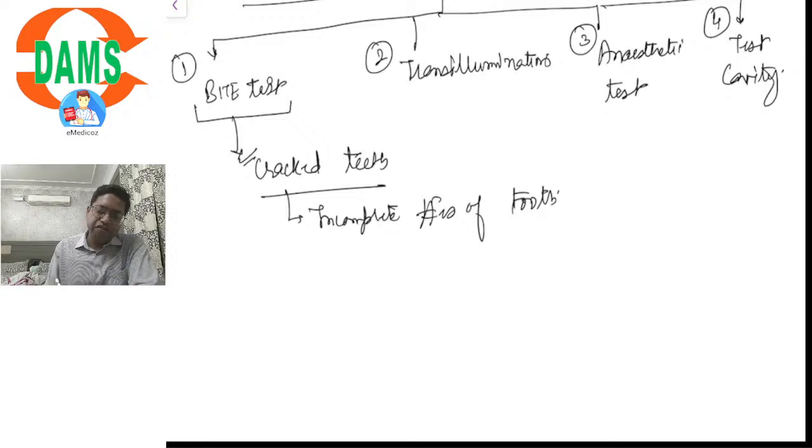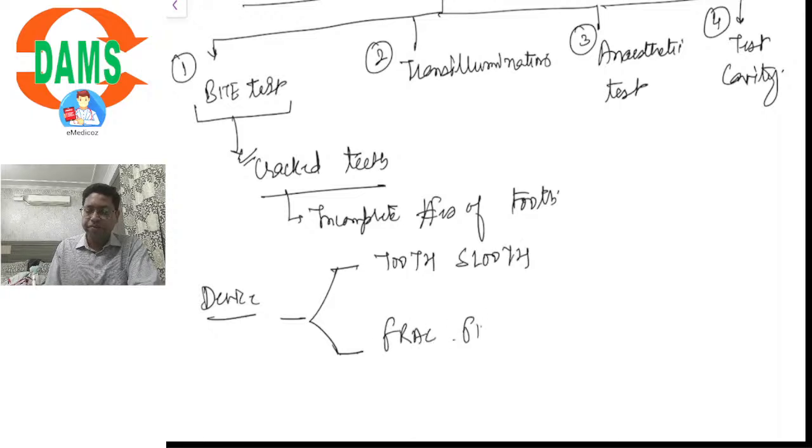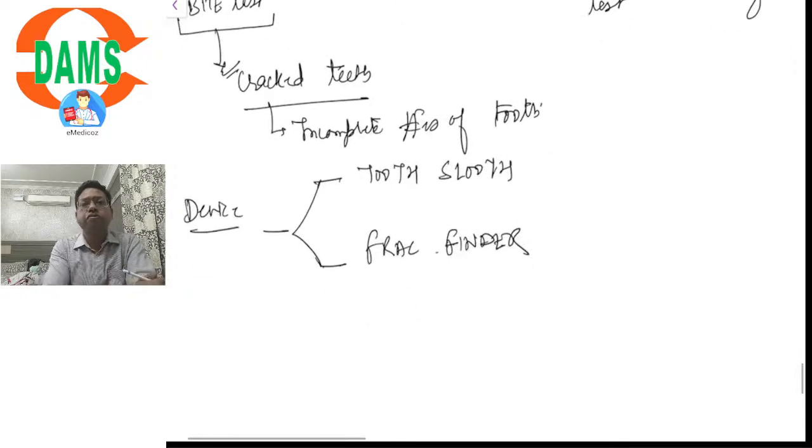The bite test uses two devices which are similar in design, that is tooth sleuth or frac finder. Tooth sleuth and frac finder. What are these? These are two commercially available devices. These devices have a shape like this.